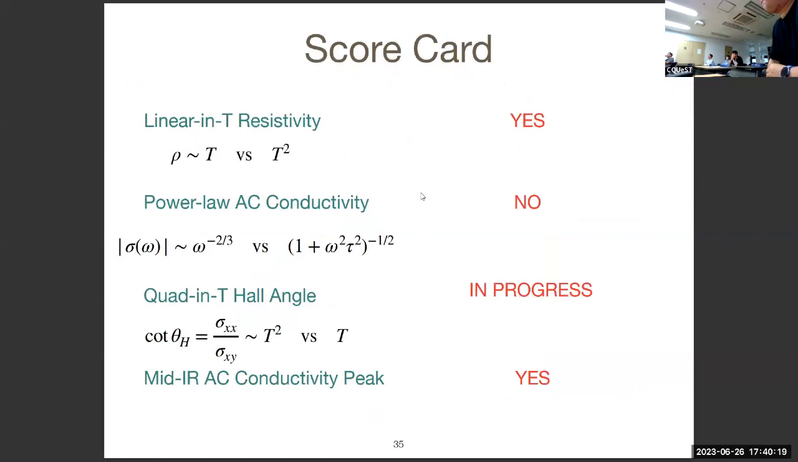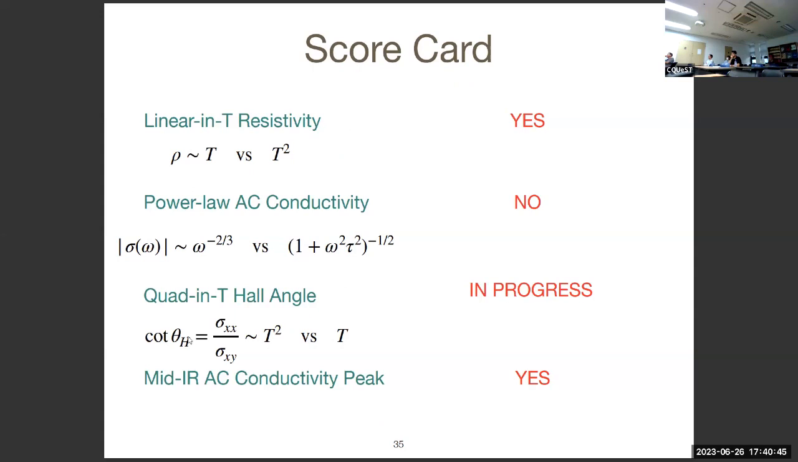Okay, so as a final outline, the scorecard: how well did we do? We found linear resistivity, great. We found a transition to a mid-IR peak, and we found it to be great. We did not find this power law in the AC conductivity, so that's a no. And that's one of the failures of this model, so we need to work harder to try to get that.